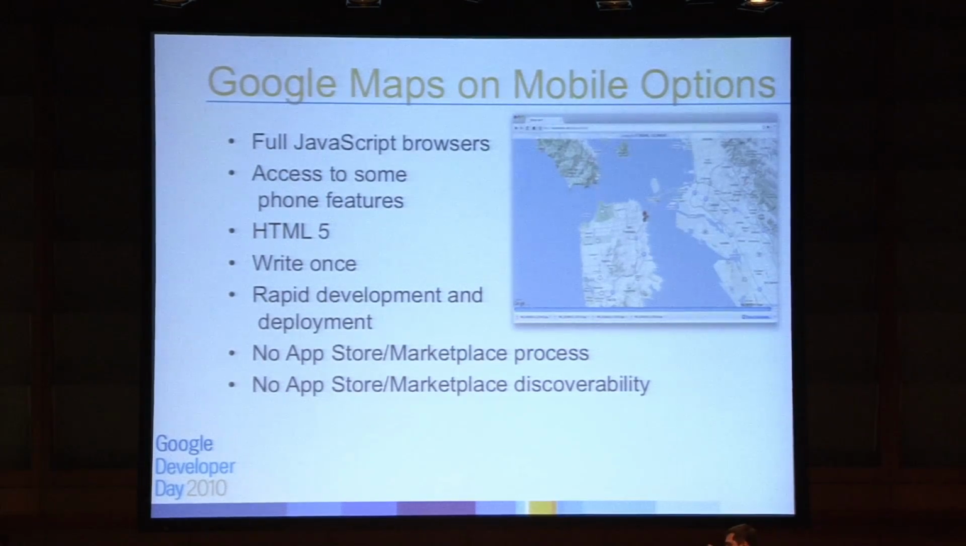Basically, it's write once. As I mentioned, you can write for all these different platforms. You basically create your map once. You get rapid development. You can host it on your server. You can make changes quickly to it without having to interact with somebody's phone. On the downside, you don't have access to the App Store, the marketplace, where some people actually find their applications.